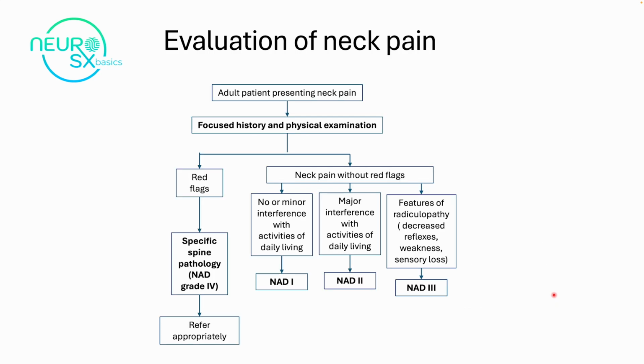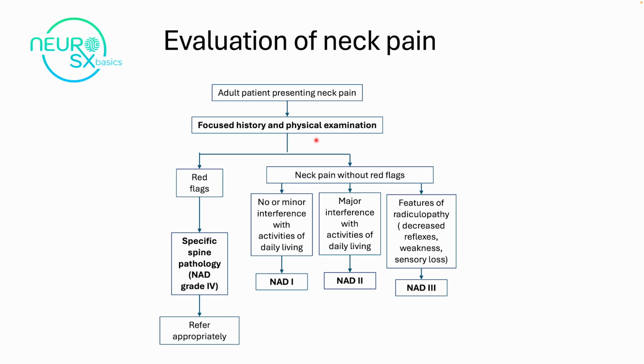Okay, now how do we evaluate somebody who has come to us with neck pain? So as we discussed, when a patient presents to us with neck pain, the first thing we'll do is a focused history and physical examination. Okay, and the basic idea over there is to find out if somebody has red flags which indicate a specific spine pathology, which according to the NAD classification would be NAD grade 4. If there are these red flags, then the patient has to be evaluated for those particular conditions and referred appropriately.